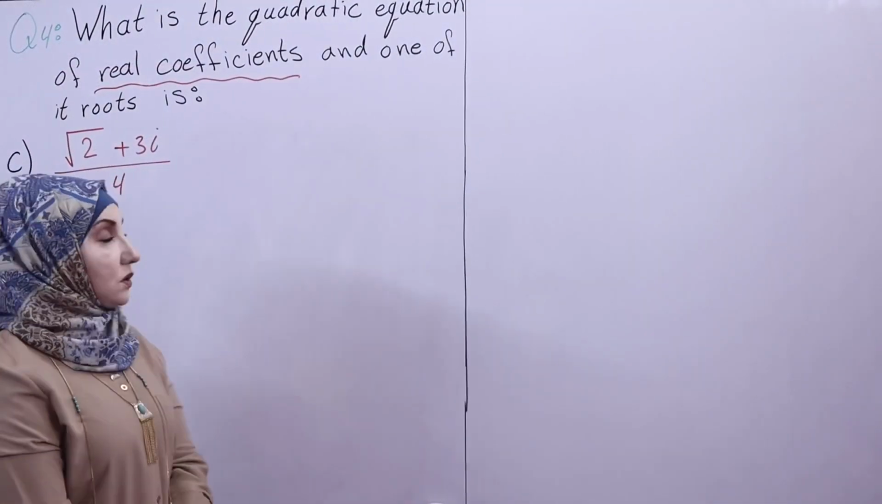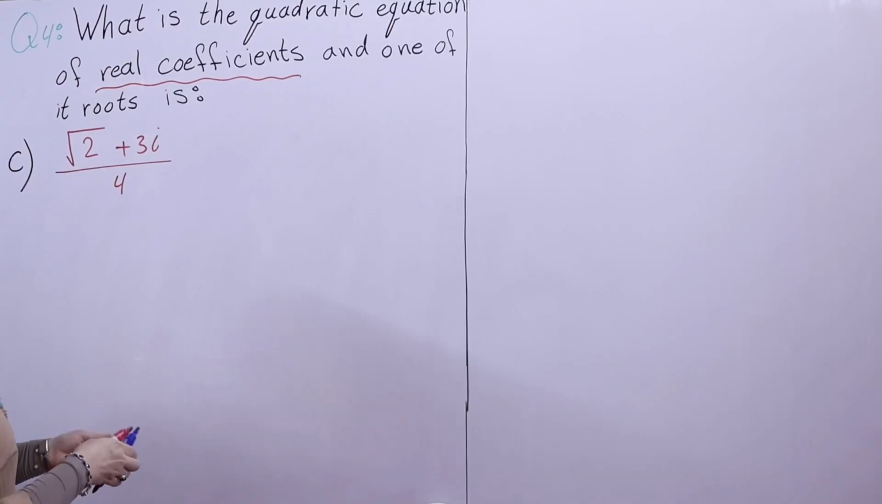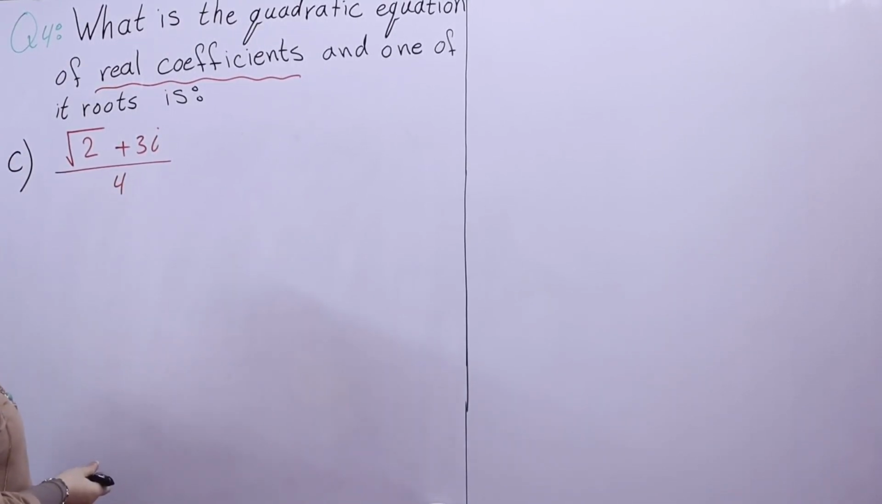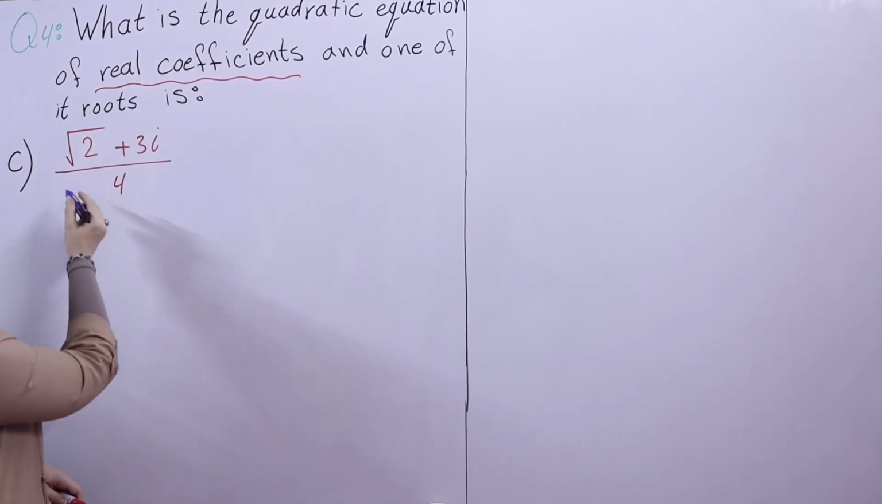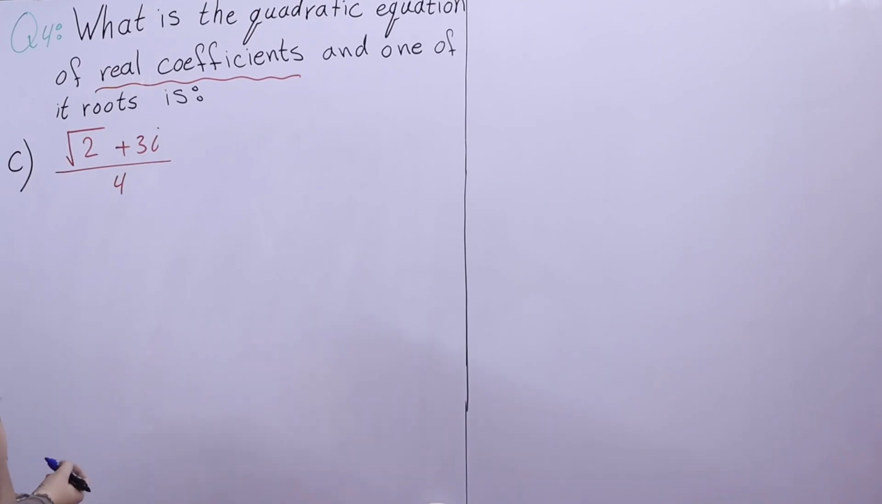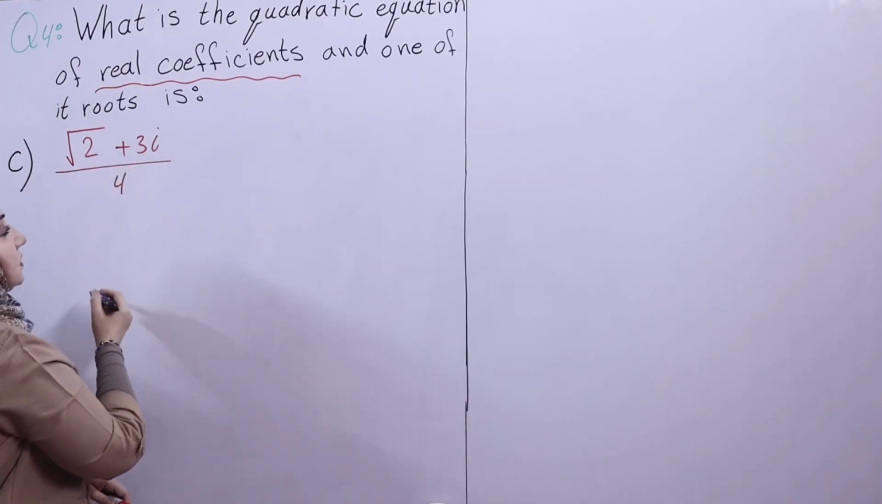And now we will solve section C. We have a fractional value here: square root of 2 plus 3i over 4. This is one of the two roots.